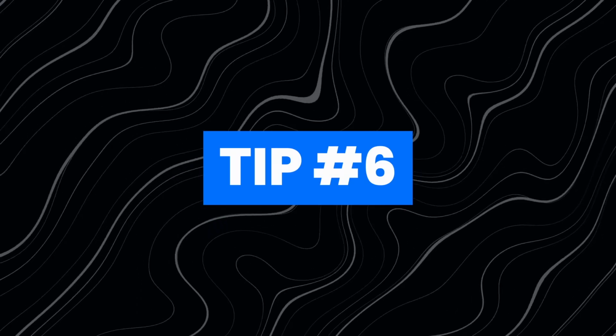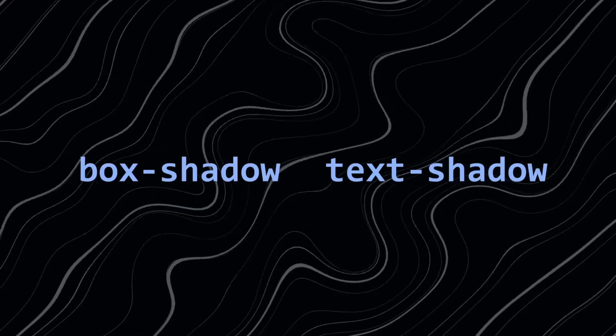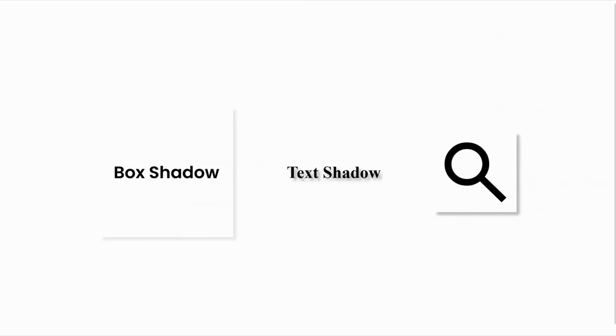Tip number 6, shadows. You probably already use box shadow and text shadow to cast shadows on your elements. But these 2 properties will not help you out when you have to work with images, icons, or any other weirdly shaped transparent object.